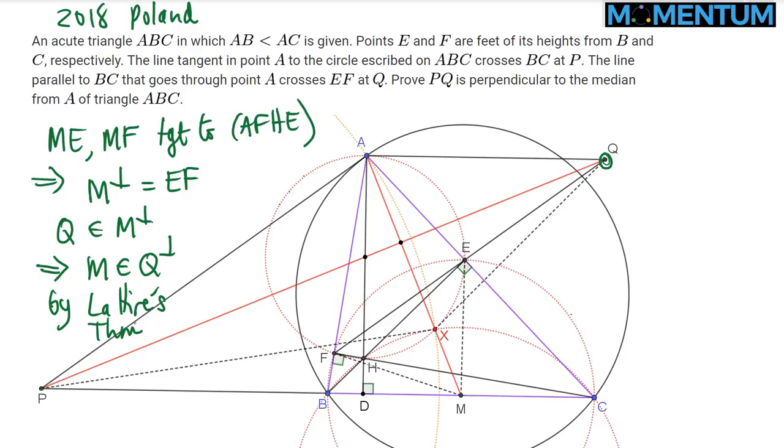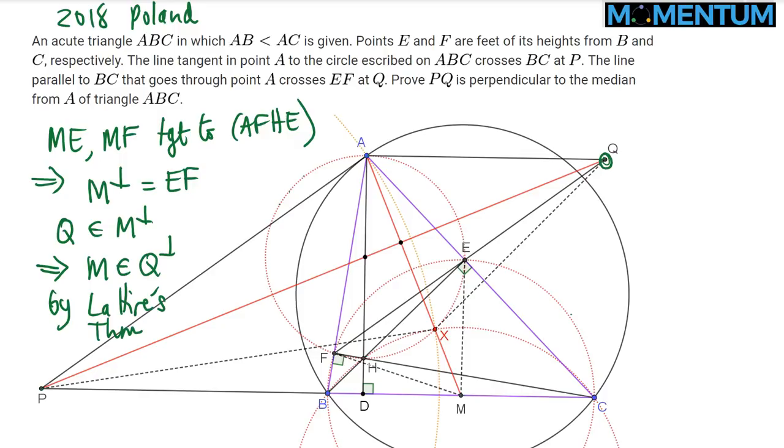But where is that line? Where is the polar of Q? I claim that AX is the polar of Q. In order to establish that, I need to show that QX is tangent to that circle AFHE. Can you see why? This was probably a distracting question.